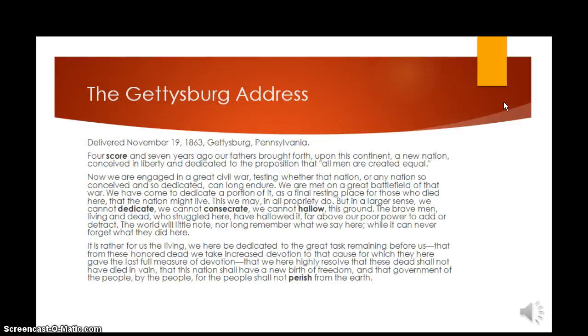This we may in all propriety do, but in a larger sense, we cannot dedicate, we cannot consecrate, we cannot hallow this ground. The brave men, living and dead, who struggled here have hallowed it, far above our poor power to add or detract. The world will little note, nor long remember what we say here, while it can never forget what they did here. It is rather for us the living, we here, be dedicated to the great task remaining before us, that from these honored dead we take increased devotion to that cause for which they here gave the last full measure of devotion, that we here highly resolve that these dead shall not have died in vain, that this nation shall have a new birth of freedom, and that government of the people, by the people, for the people, shall not perish from the earth.